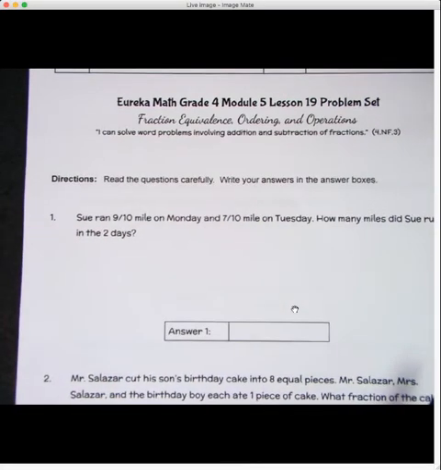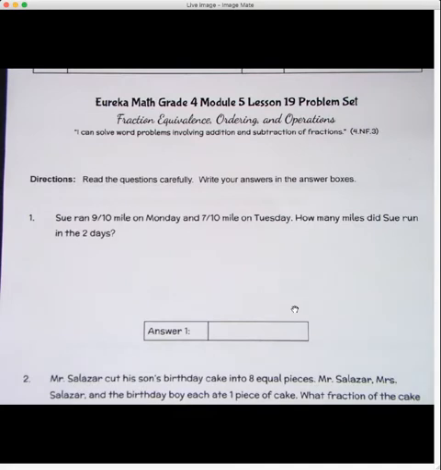Hey guys, let's finish this week up with fractions, and we get the double pleasure of word problems and fractions in the same day today. So we're looking at word problems today. They're not that hard, I don't think. I think we can figure these out.